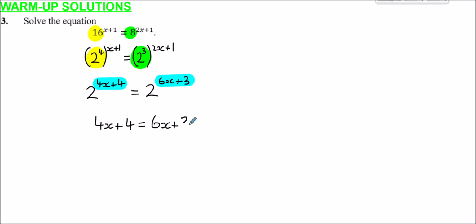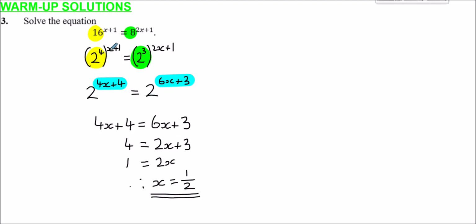Now this is actually fairly straightforward to solve. So if we subtract 4x on both sides, we get 4 equals 2x plus 3. Subtract 3 from both sides gives us that 1 is equal to 2x. Then halve both sides, we see quite clearly that x would have to be a half. And we can verify that result using a calculator to double check the answer's correct, which I hope you see it actually is.